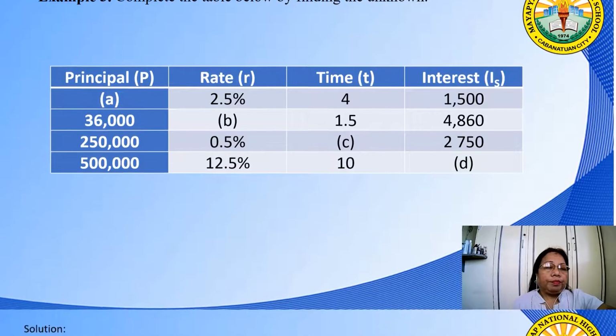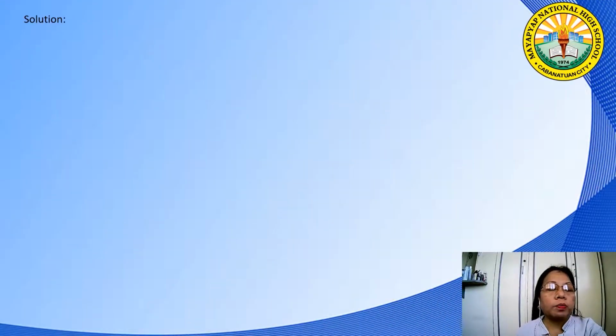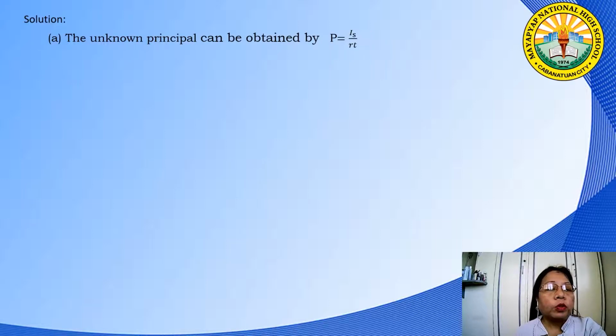Okay, our solution to complete the table. To find the unknown principal can be obtained by P equals I sub S over RT. This formula is derived from the definition of simple interest, where I sub S is equal to PRT. So P equals I sub S over RT. Then you replace the value of I sub S, which is equal to 1,500, over 0.0025, this is the rate of interest expressed in decimal, then multiplied by the term or time, which is equal to 4. So the principal is 15,000 pesos.